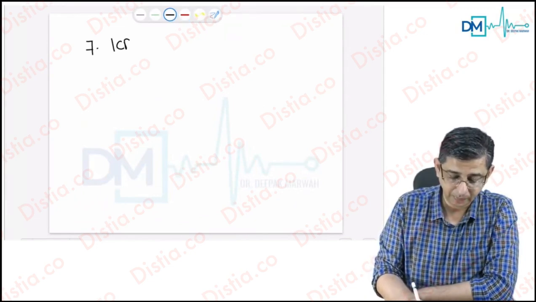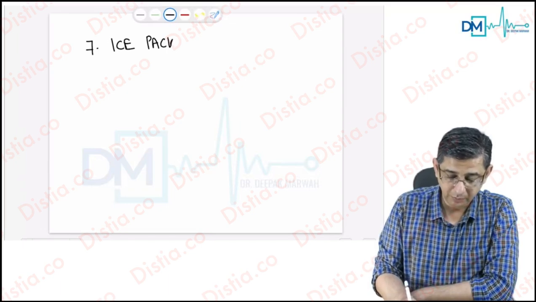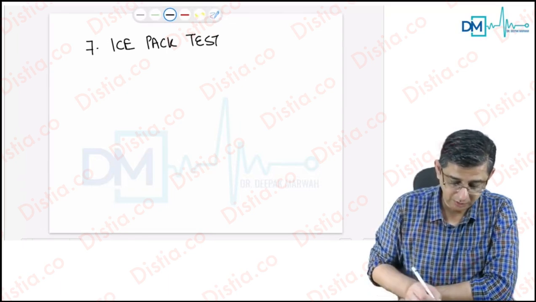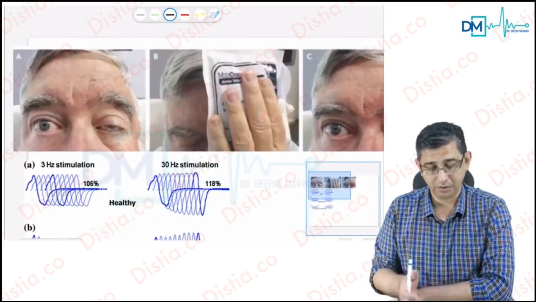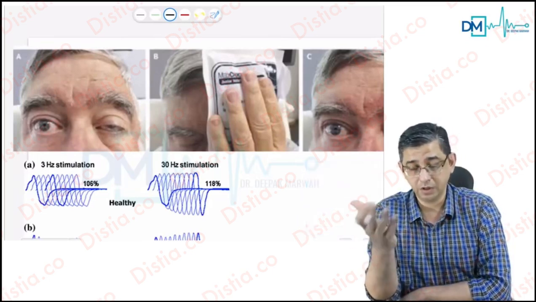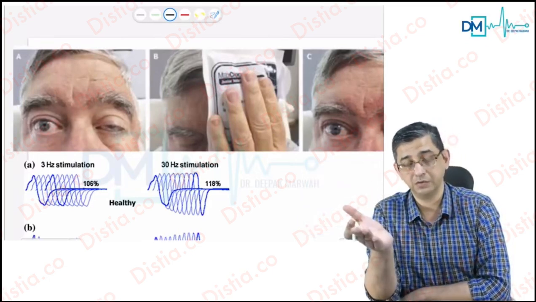ice pack test. Ice pack test would simply mean that you would be asking this patient, I'll just show you an image that will make it easier for you. Like this person, you can see this is a male patient. I told you that myasthenia gravis is seen in young females and in men between 50 to 60 years of age.